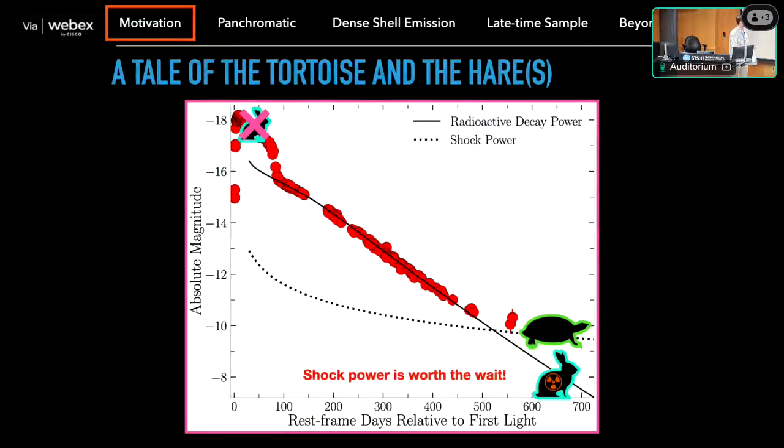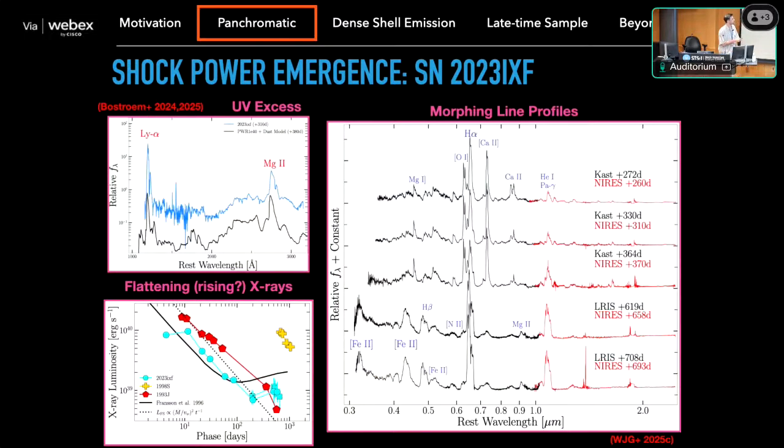But over time, I basically get this perfect laboratory to understand shock physics, shock dynamics, shock thermalization, if I just let this radioactive decay powered source just fade away. And now I'm just left with a pure shock powered system. So what do I mean in practice?